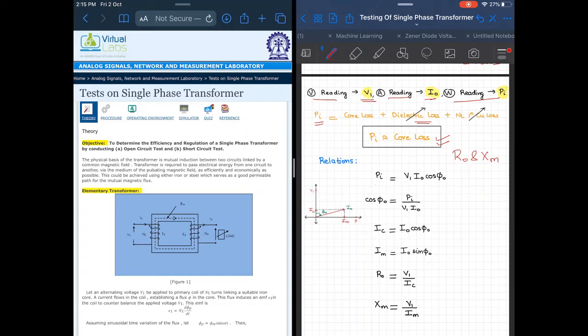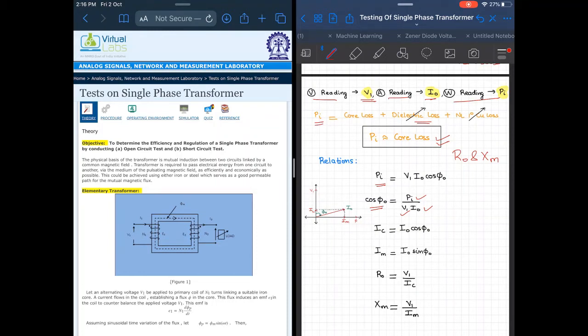The power recorded by the wattmeter is PI. It can be expressed as V1 I naught cos phi naught, where cos phi naught is the no load power factor. From here we can calculate cos phi naught because we have the wattmeter reading, and V1 and I naught values are given. So cos phi naught is equal to PI upon V1 into I naught. Then I can calculate IC, which is equal to I naught cos phi naught. Similarly, I can calculate IM, which is equal to I naught sin phi naught.